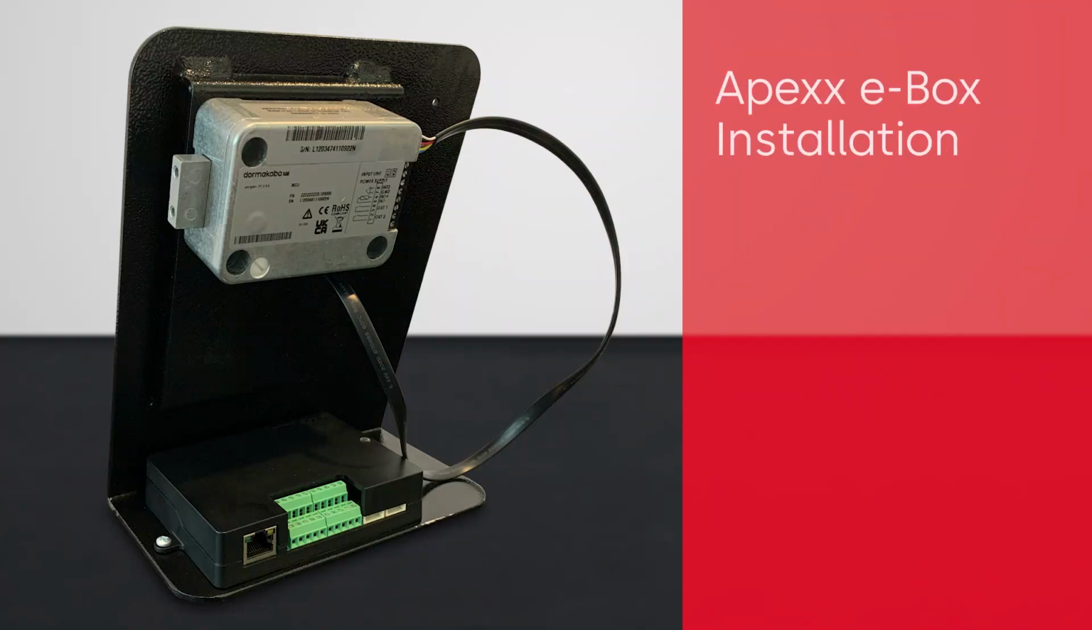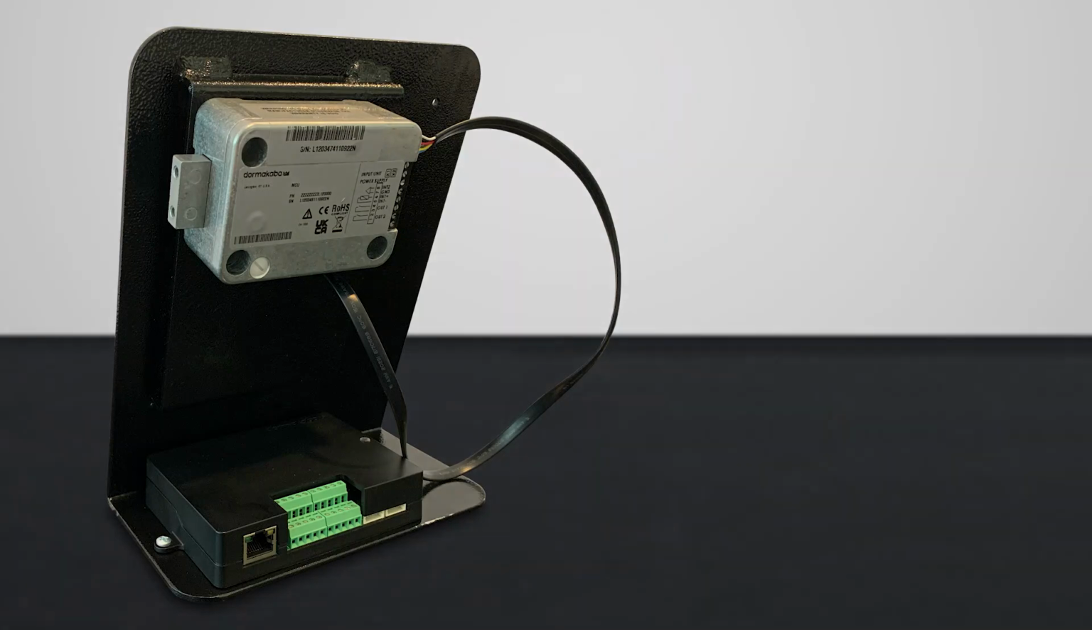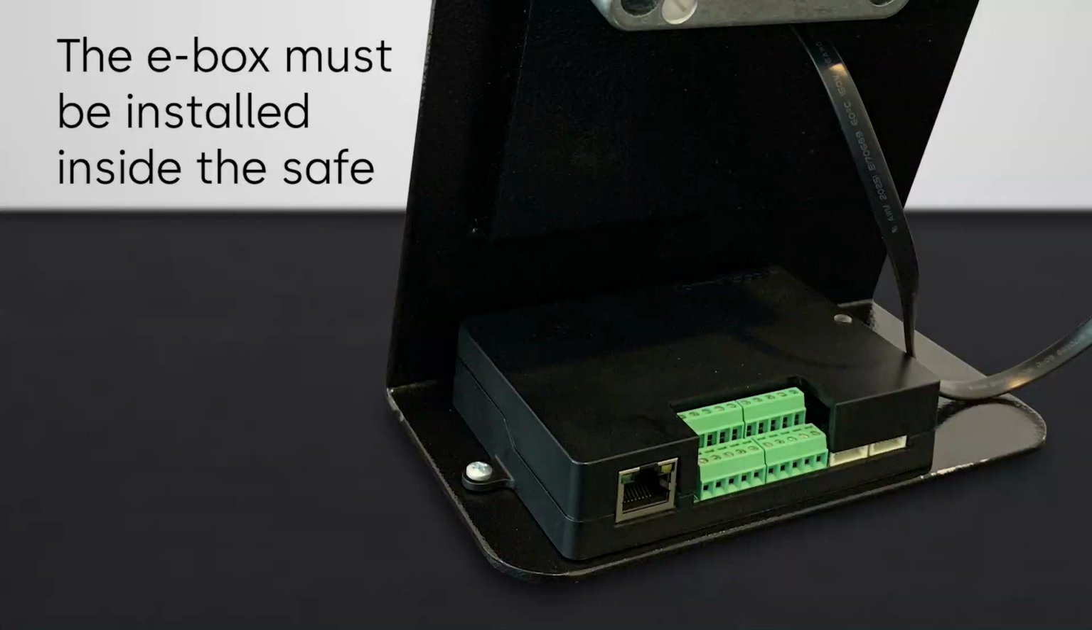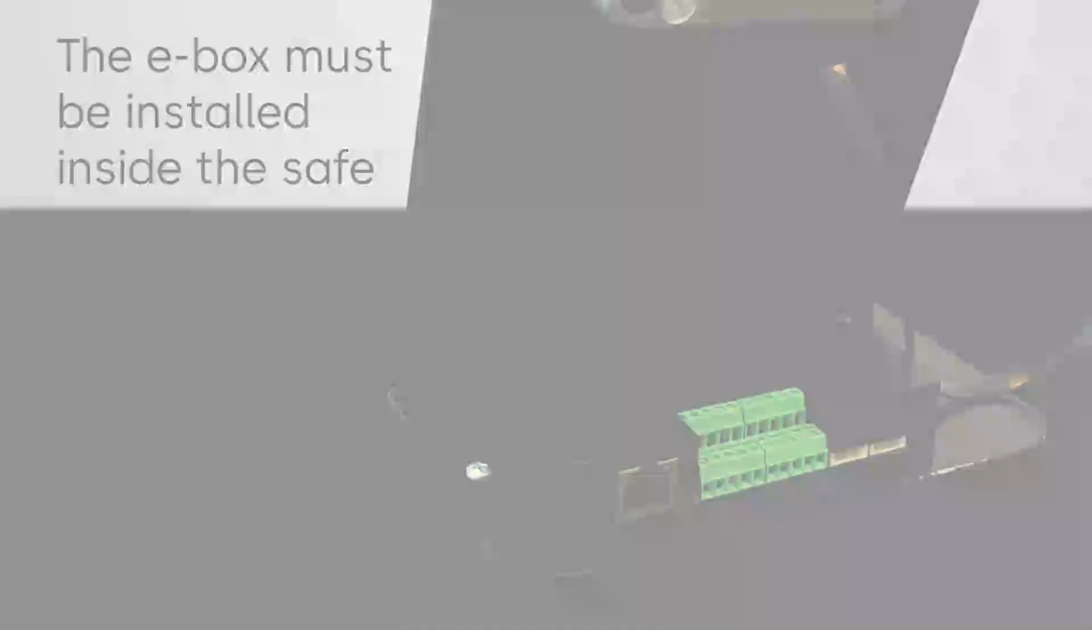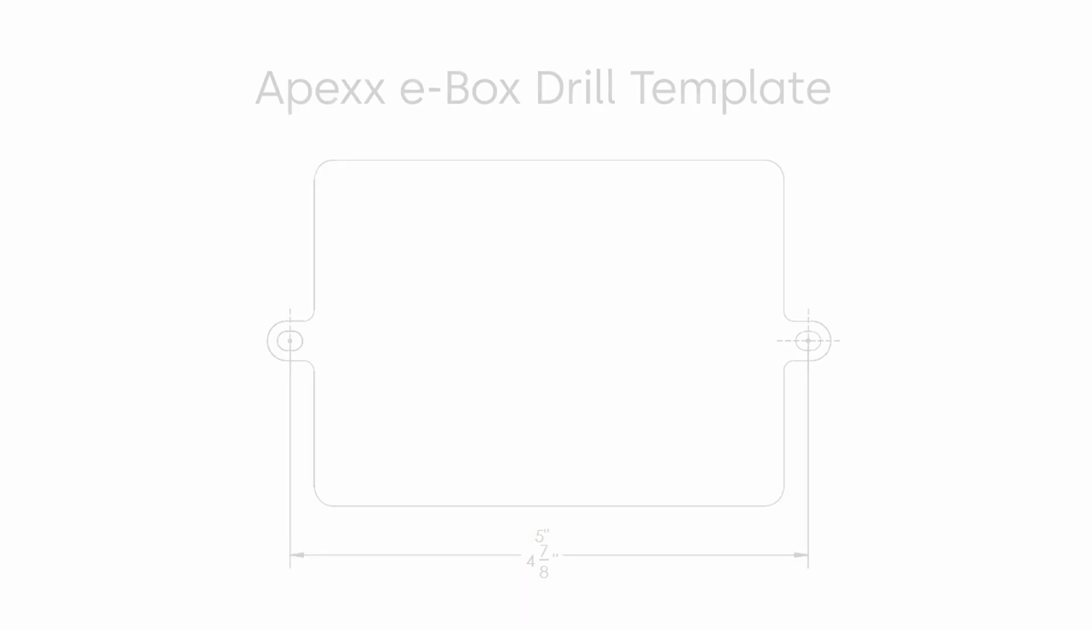In this video, we'll show you how to mount the optional Apexx box. As a requirement of EN1300, the E-box must be installed inside the safe. Start by marking the two mounting holes as shown on the E-box hole and layout diagram.